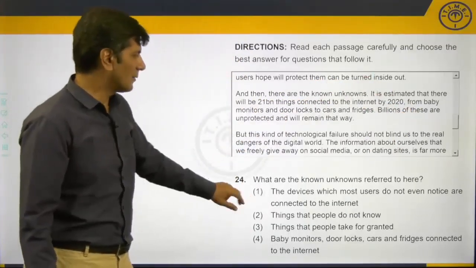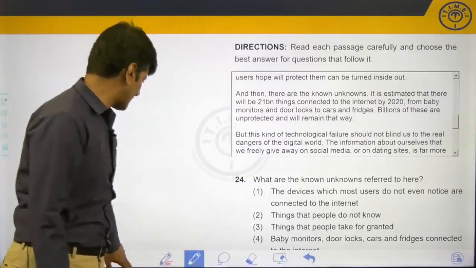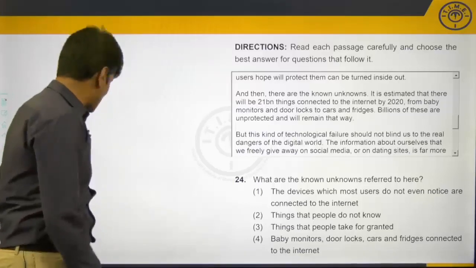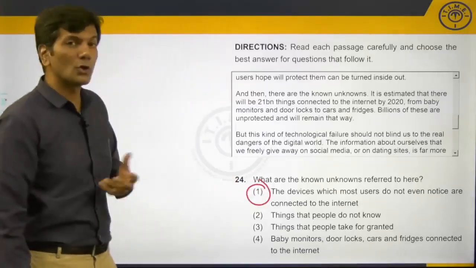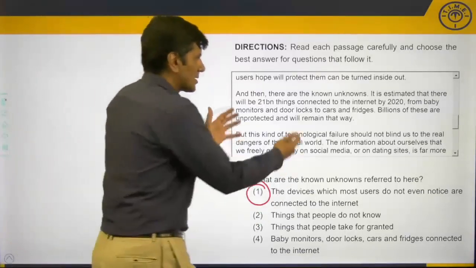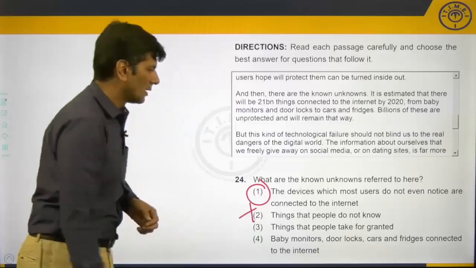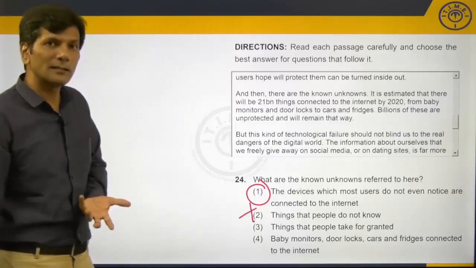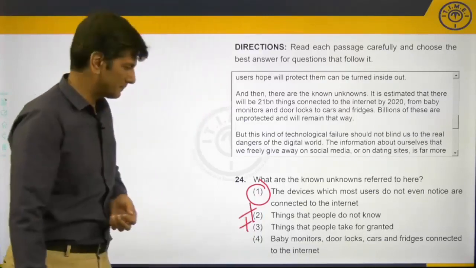Choice 1. The devices which most users do not even notice are connected to the internet. Yes, this makes complete sense. Choice 2. Things that people do not know. No, definitely not. If that were the case, the author would not have mentioned all this part in this paragraph. So we eliminate 2. 3, things that people take for granted. Well, again, that is a distortion of the given information.